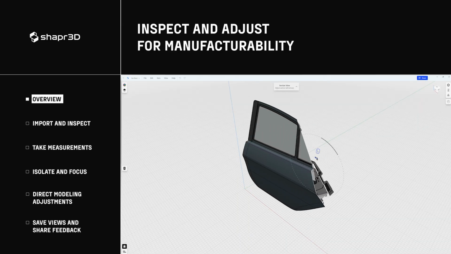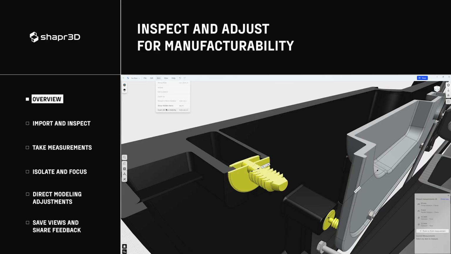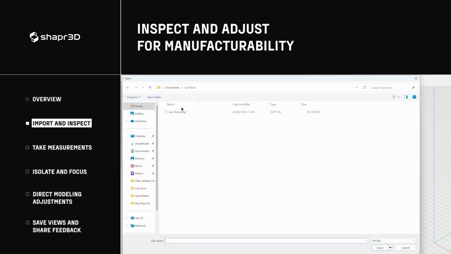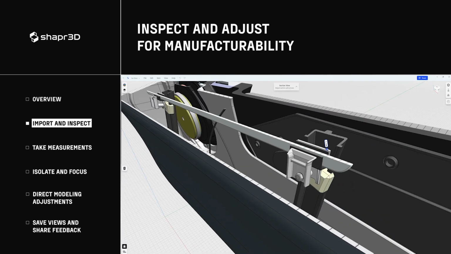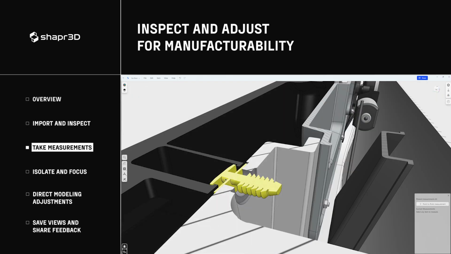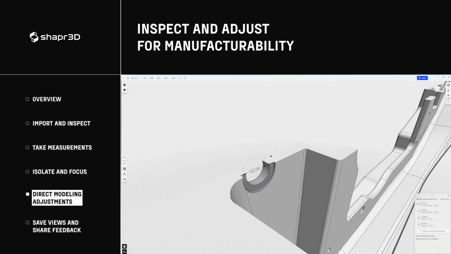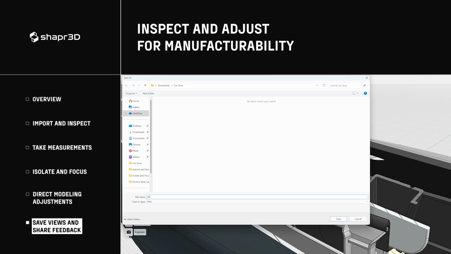Shaper 3D makes design review fast and visual with tools built for quick manufacturability checks and real-time adjustments. In this video, you'll learn how to import step files and native formats from other CAD packages, inspect internal geometry with dynamic section view, measure critical dimensions and clearances, isolate and focus on specific components, make direct modeling adjustments on the spot, and save and share clear visual feedback.